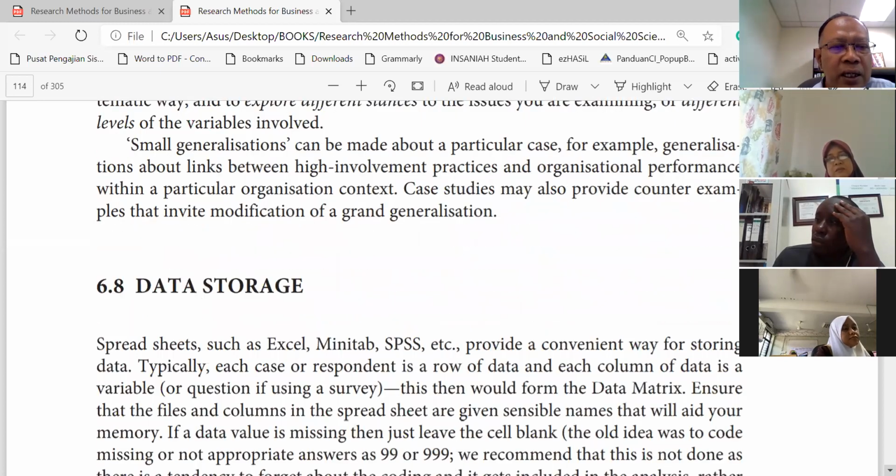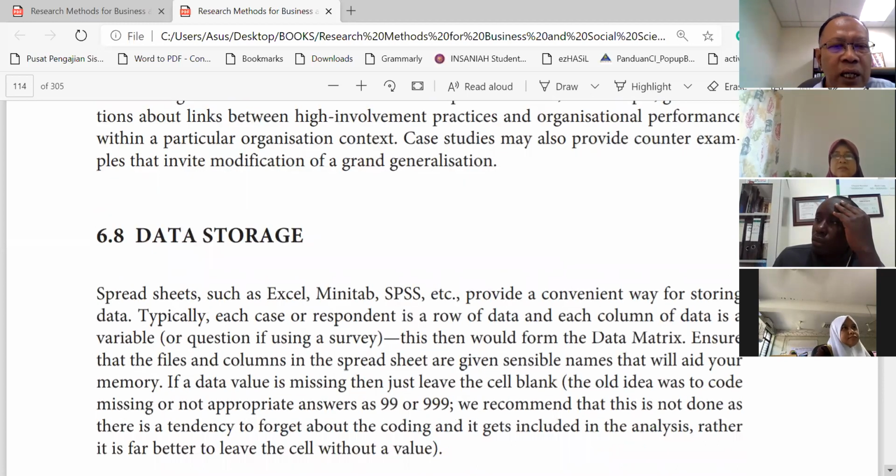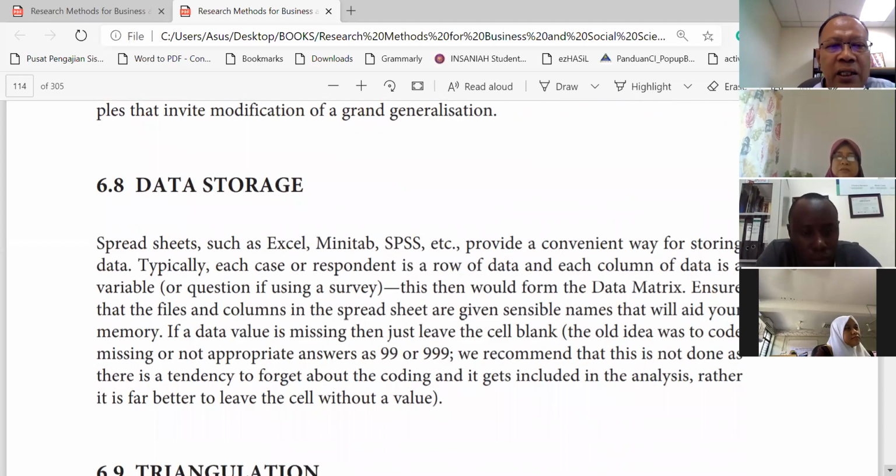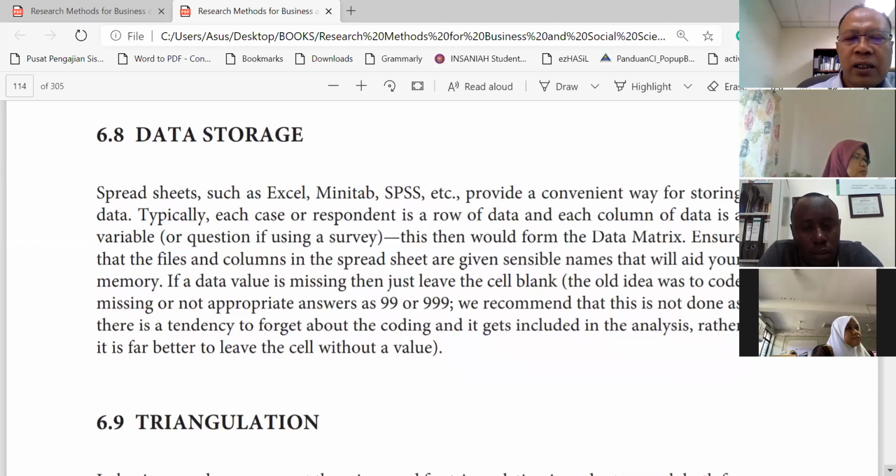Now, data storage. You can store your data in spreadsheets. Anyone familiar with Excel, SPSS? Okay, that's the most basic, Excel and SPSS. You store your data in Excel or SPSS, and then if you want to analyze, you can analyze using Excel or SPSS, or more sophisticated ones such as PLS or AMOS.